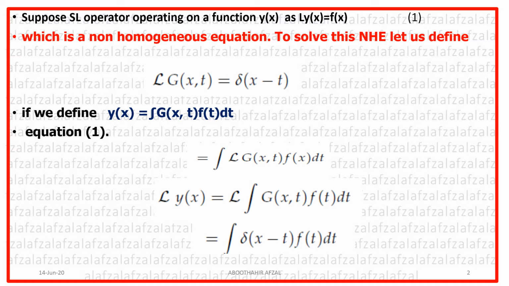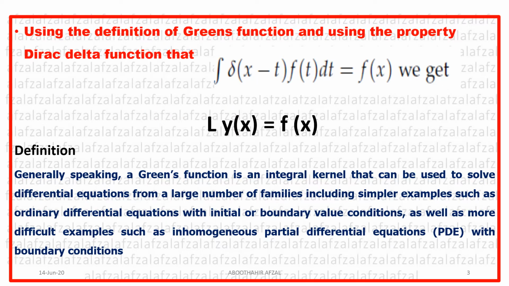But L of G of x, t is nothing but delta x minus t because of the definition of the Green's function. That means the Green's function, operated on by L, will give you the Dirac delta function. So again we will say that the integral of the Dirac delta function into f of t is equal to f of x. Therefore we will get again the first equation, that is, an operator operating on y of x will give you f of x.